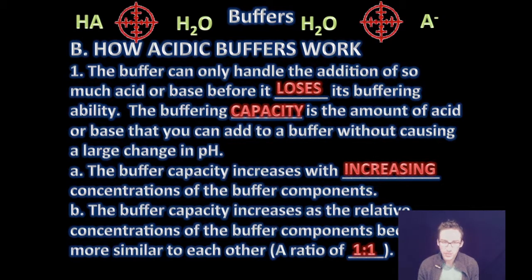And secondly, the buffer capacity increases as the relative concentrations of your weak acid and your conjugate base become similar to each other. In other words, a ratio of 1 to 1. And that's important because if you have equal concentrations of the conjugate acid and conjugate base, they'll do a good job of both neutralizing strong acids when they're added and strong bases when they're added.